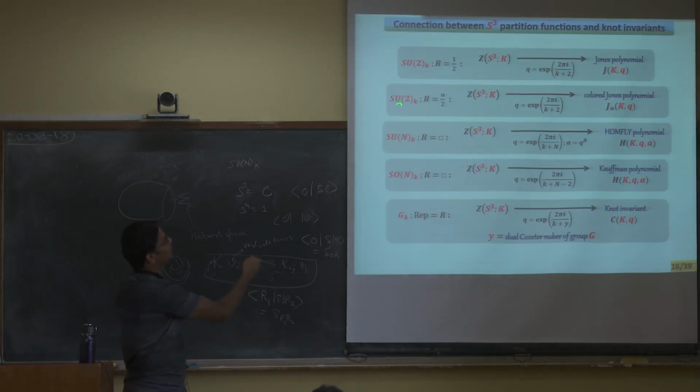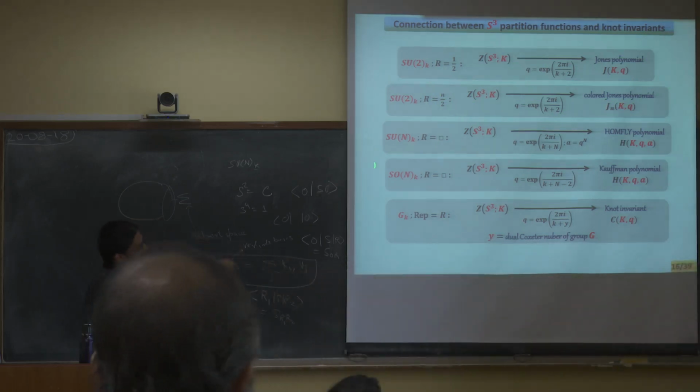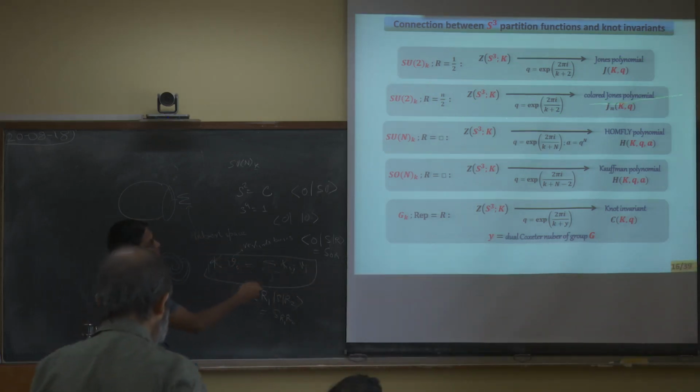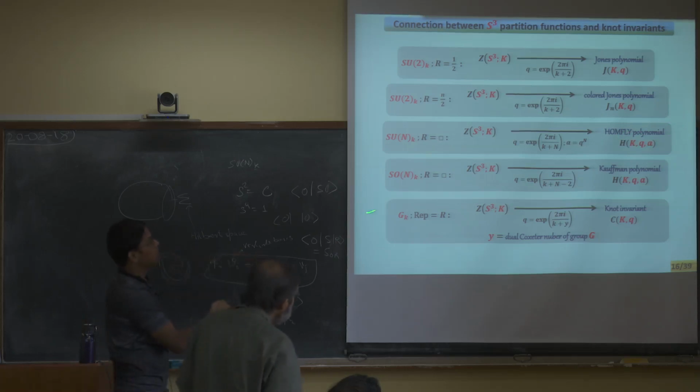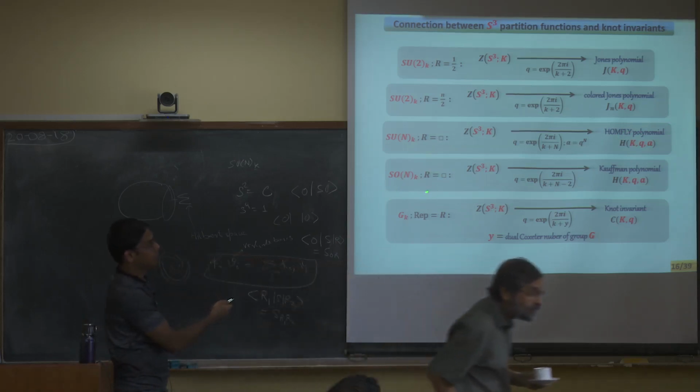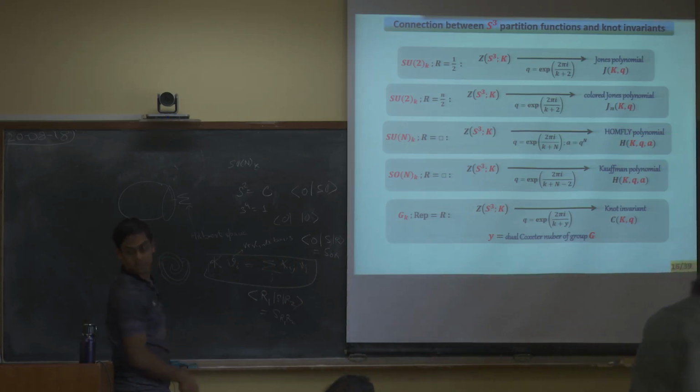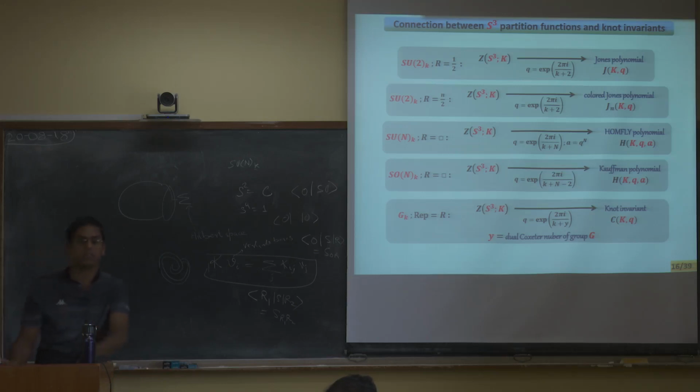If you take the SU2 group with some representation n/2 and compute the Chern-Simons partition function, you will get a colored Jones polynomial with some index n. You can also take the SUN group with fundamental representation, which will give the HOMFLY-like polynomial. We can also take the SON group with fundamental representation, which will give a Kauffman polynomial. In general, you take any group G with level K and some representation R, and you can define the variable q like this, where y is the dual Coxeter number of the group G, and it will give you some invariant.